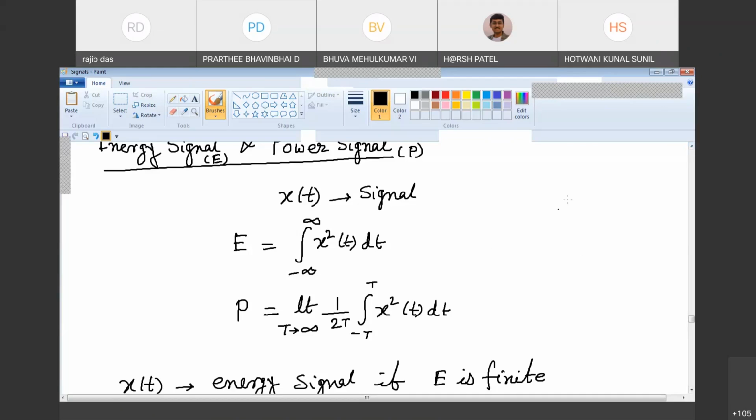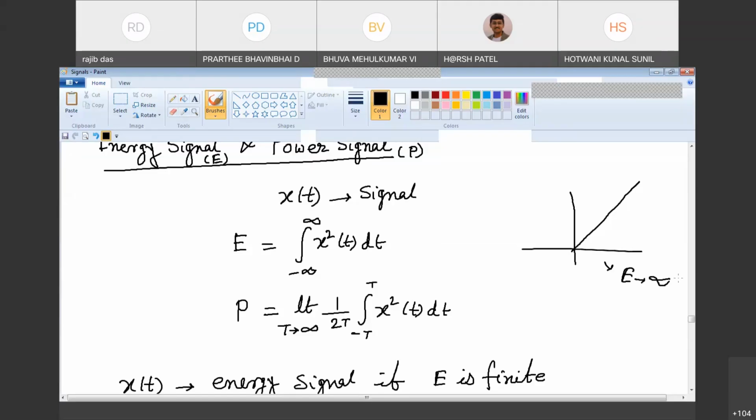Suppose I consider one example, a ramp signal. So what is the energy of this signal? Can you calculate? So it is t square. Yes, sir. So the integration of t square is t cube by 3. And if you put infinity, it's 0 to infinity, so it will become infinite. So its energy is infinite. So I cannot call it an energy signal.